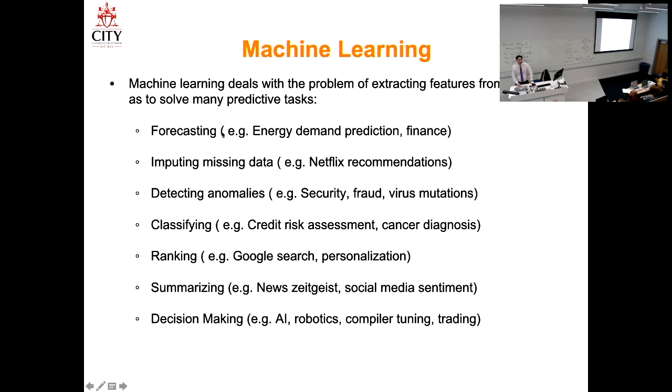You can use it for forecasting. You have had a lot of data like that, now you look at a new pattern. What is going to happen in the future? So you can use it for imputing missing data, for detecting anomalies, for classifying, for ranking, for summarizing, and for decision making. So these are major applications of machine learning. But generally, the idea is to extract patterns from the data that you have and use it for understanding what is going to happen with unseen data. What is the pattern? Is there a pattern or not?